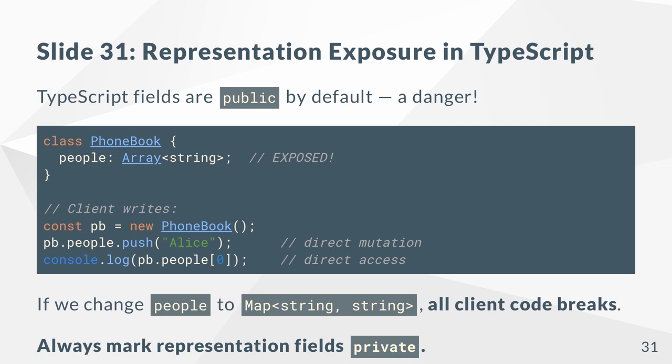This seems harmless at first, but now the phone book's internal structure is part of its public contract, even though you never intended it to be. If you decide to change people from an array to a map for faster name lookups, every line of client code that used the array interface breaks immediately. The fix is simple and non-negotiable. Always mark your representation fields private. Private means the field cannot be accessed from outside the class. Clients must go through your defined operations. That is the firewall.